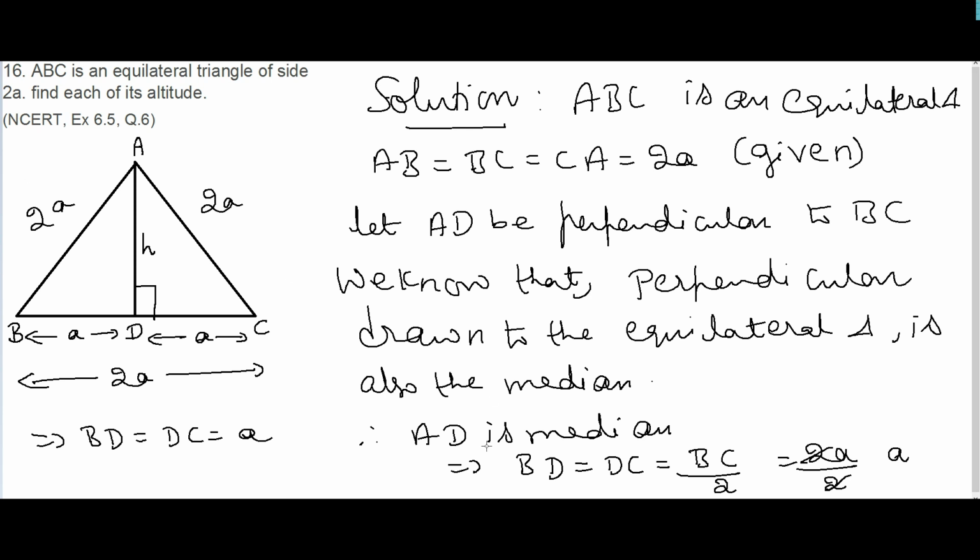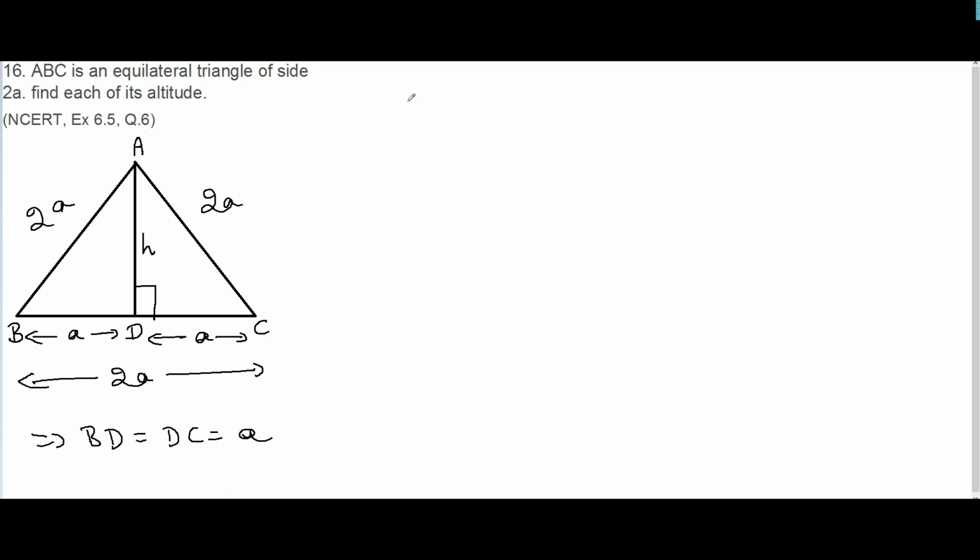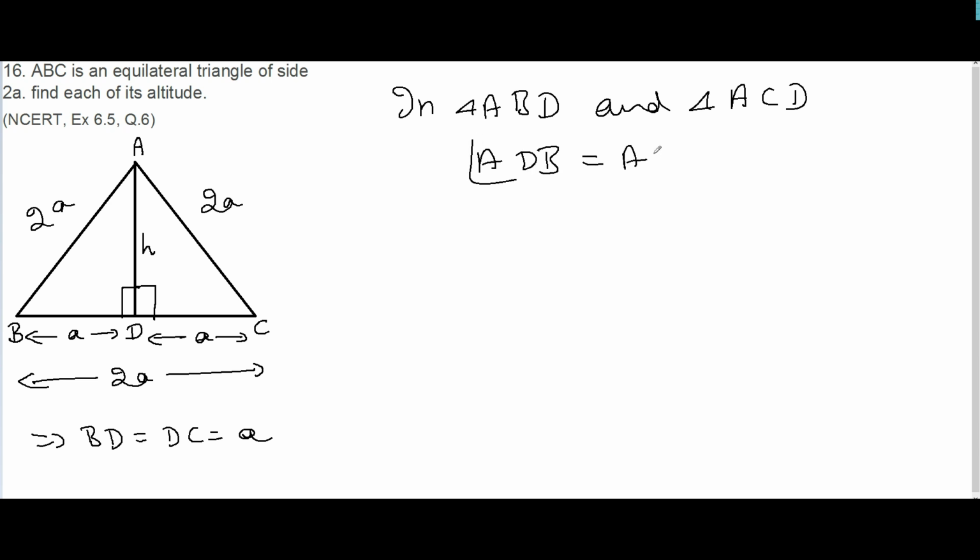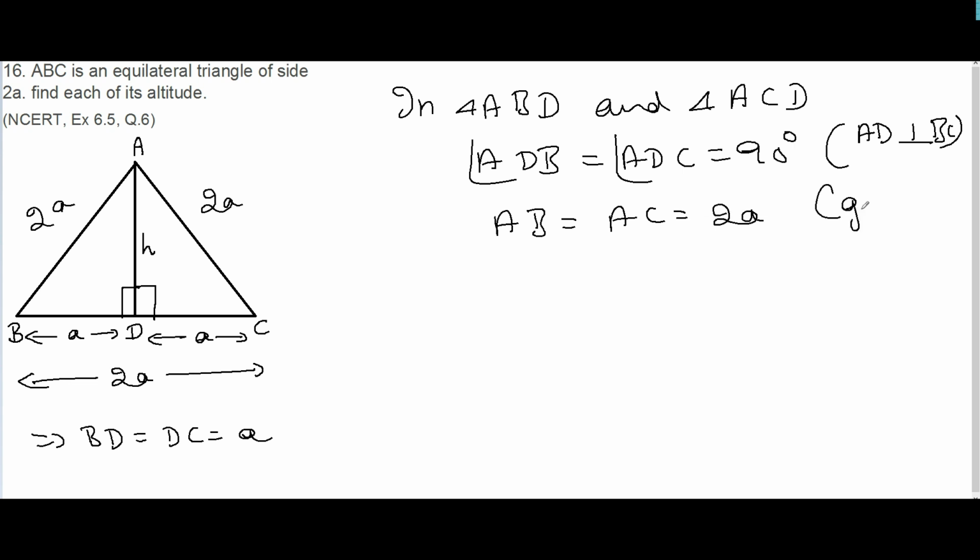You can use this statement directly, or even you can take the two triangles and prove it. So, take triangle ABD and triangle ACD. We have angle ADB is equal to angle ADC, which is equal to 90 degrees. The reason is AD is perpendicular to BC. AB and AC are equal, AB is equal to AC is 2a, given, it is an equilateral triangle. And AD is equal to AD, common.